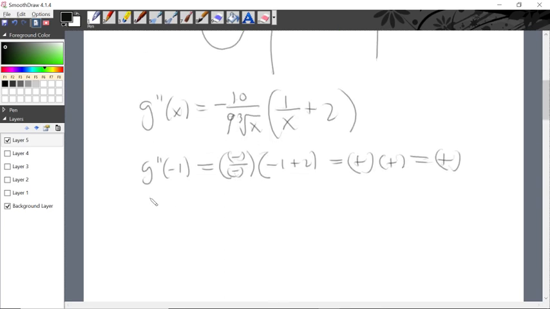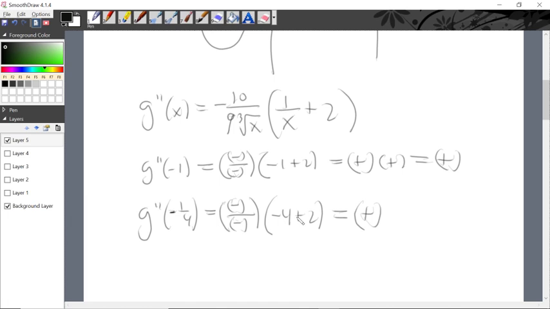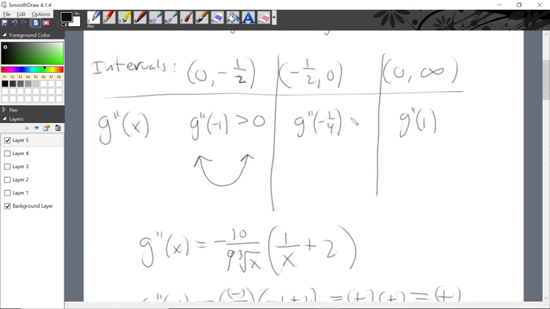And now at negative 1/4, g double prime of negative 1/4. Again we have negative 10, so the numerator is negative, and the denominator is 9 times the cube root of a negative, which is negative, so we have negative over negative. This is going to be a positive ratio. 1 over negative 1/4 is negative 4, and then add 2, negative 4 plus 2 is negative, so positive times negative, which is negative. So g double prime of negative 1/4 is less than 0. We have concave down on the interval negative 1/2 to 0.